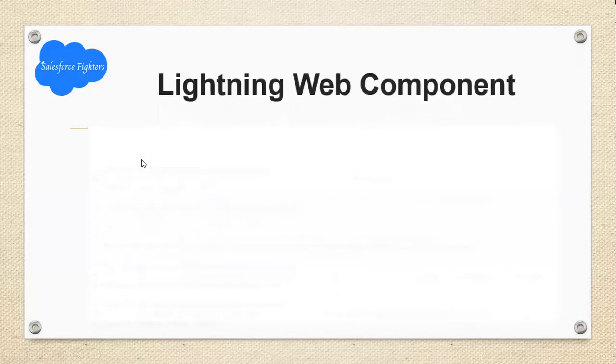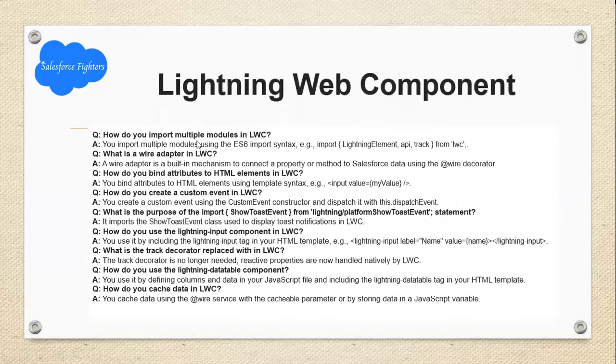Next question. How do you import multiple modules in LWC? You import multiple modules using the ES6 import syntax, for example importing LightningElement, api, and track from lwc. Next question. What are wire adapters in LWC? A wire adapter is a built-in mechanism to connect properties and methods to Salesforce data using the wire decorator.